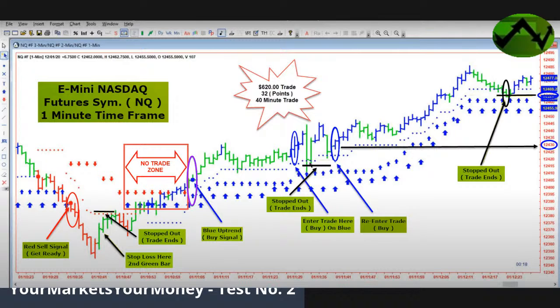So, okay, no trade zone. Opposing colors, red and blue. You do not trade. You stay out of that trade.